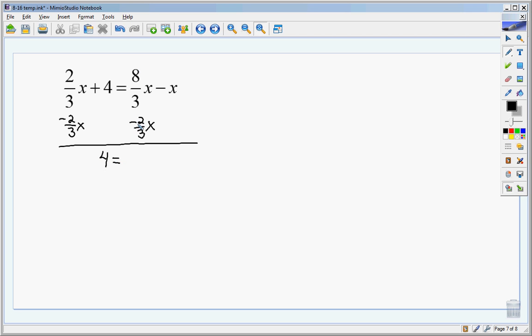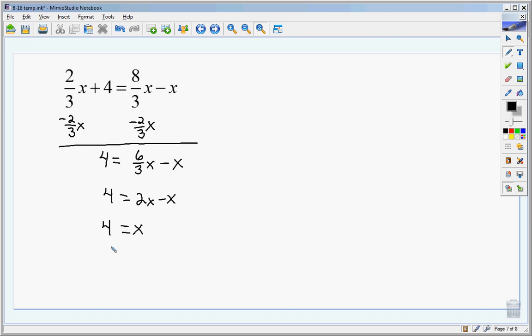8/3 take away 2/3 becomes what? 6/3. But what is 6/3 x? 2x. And what is 2x minus x? It's not to say that you couldn't do this one the other way, because you could. And we should still get what for an answer? X equals 4.